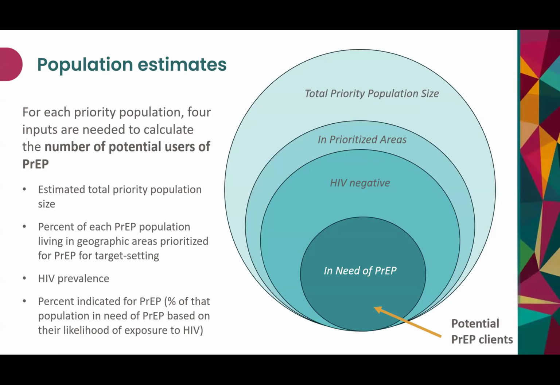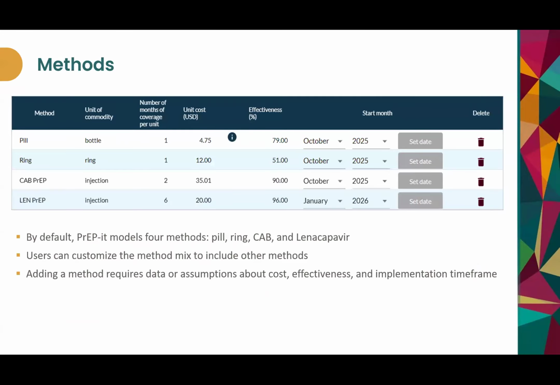In terms of the population estimates, it focuses on estimating the number of potential PrEP clients as a starting point. And this is calculated by looking at the total priority population size. If there are certain geographic regions that targets are focused on, looking at percent in that region, factoring in HIV prevalence to isolate the HIV negative, and then looking at the percent indicated for PrEP, meaning those who are in need of PrEP based on their likelihood of exposure to HIV.